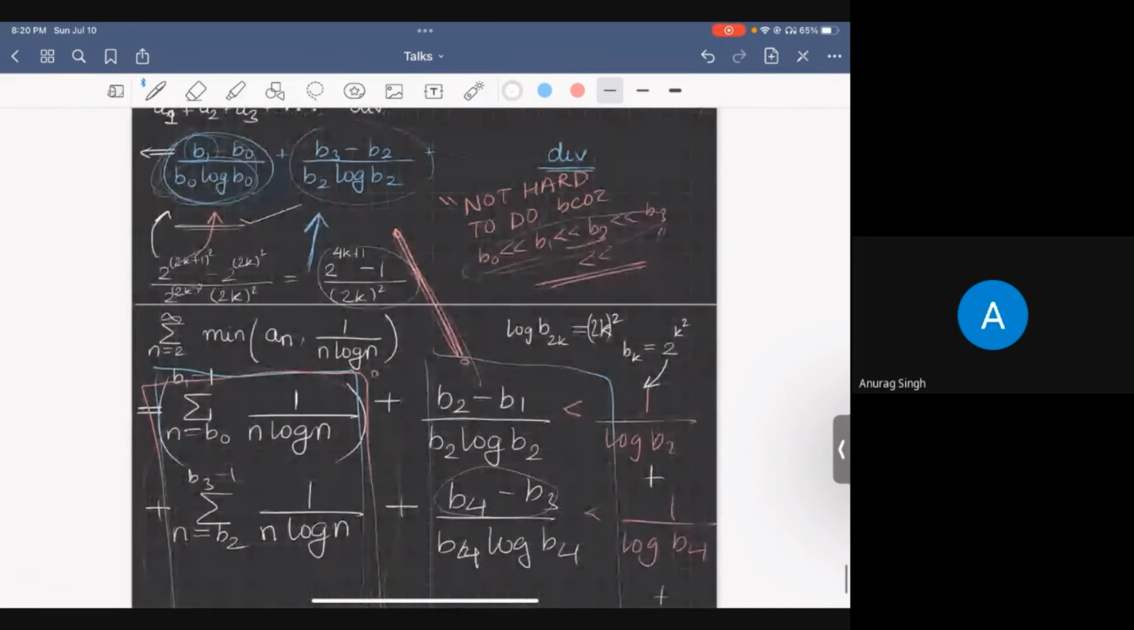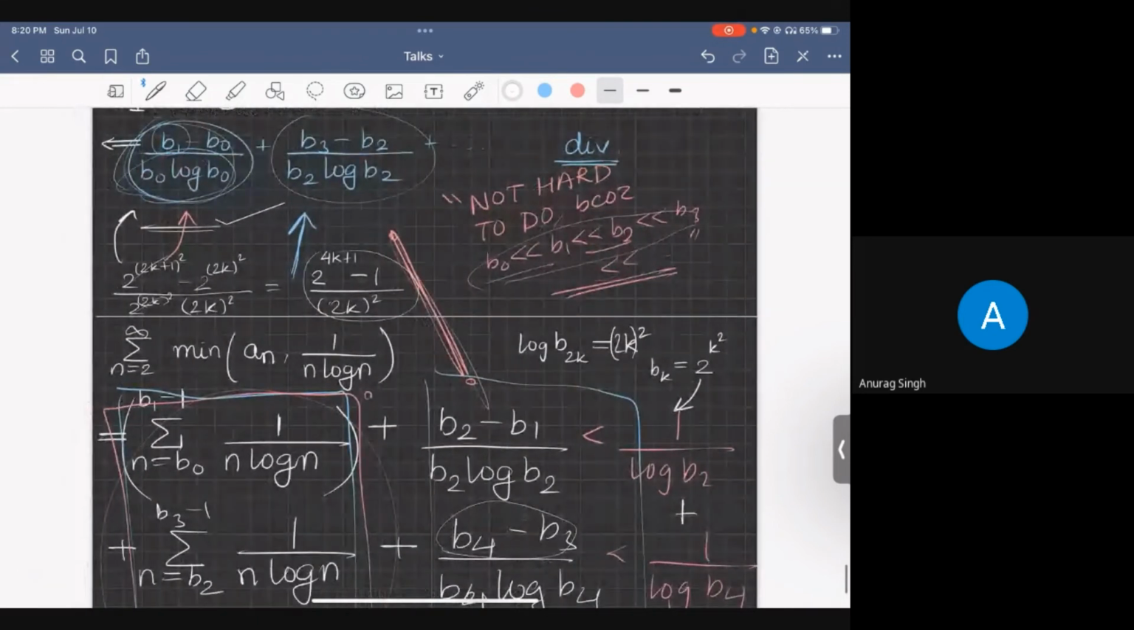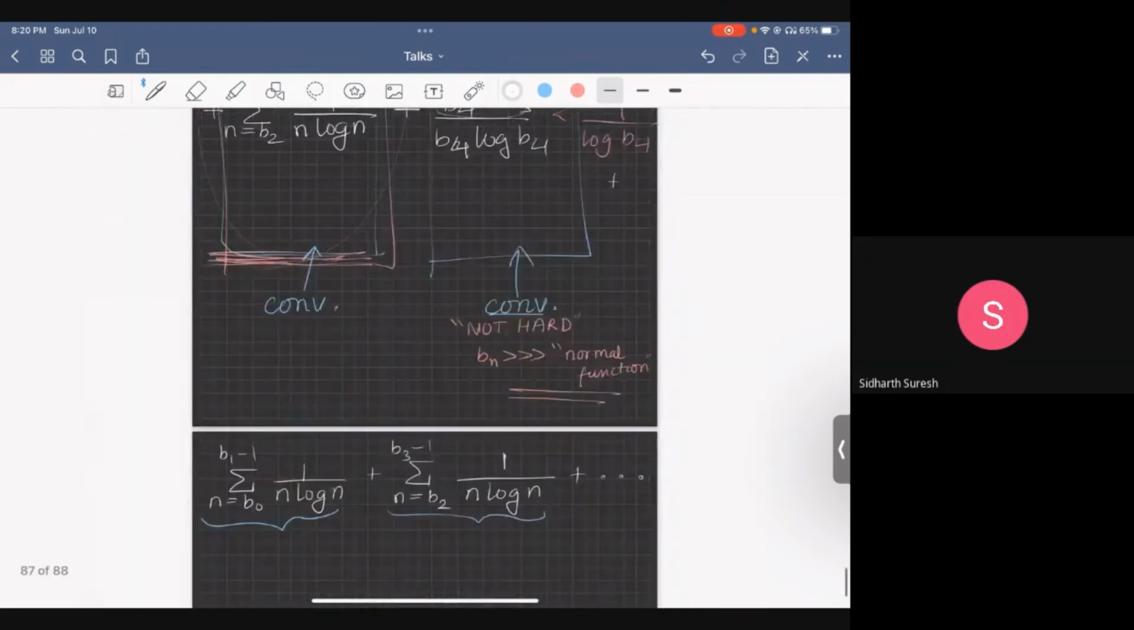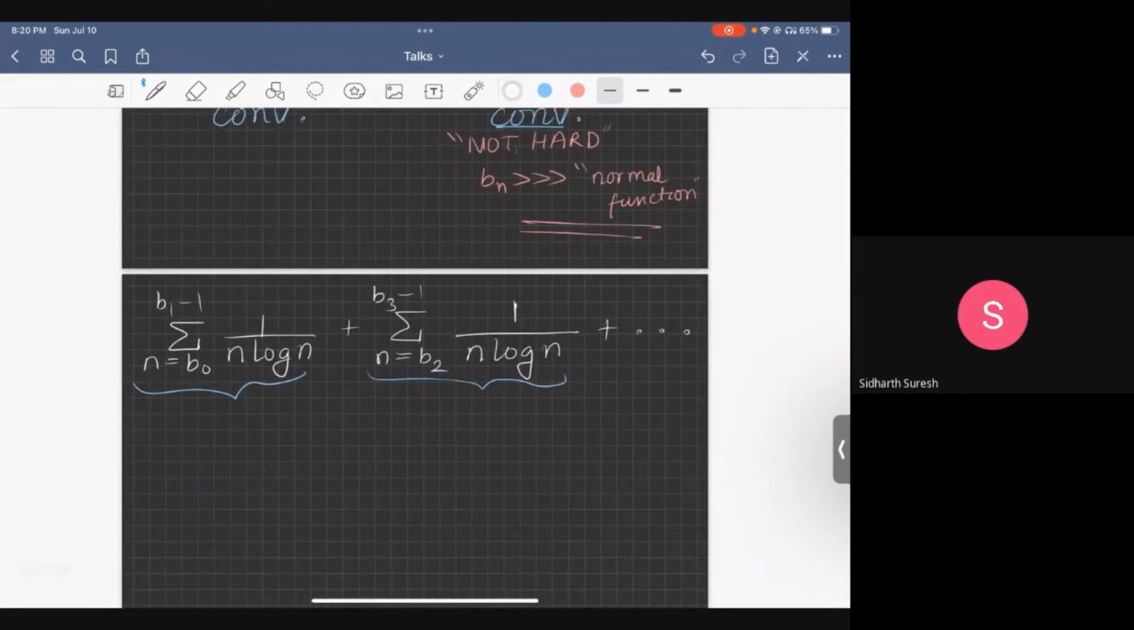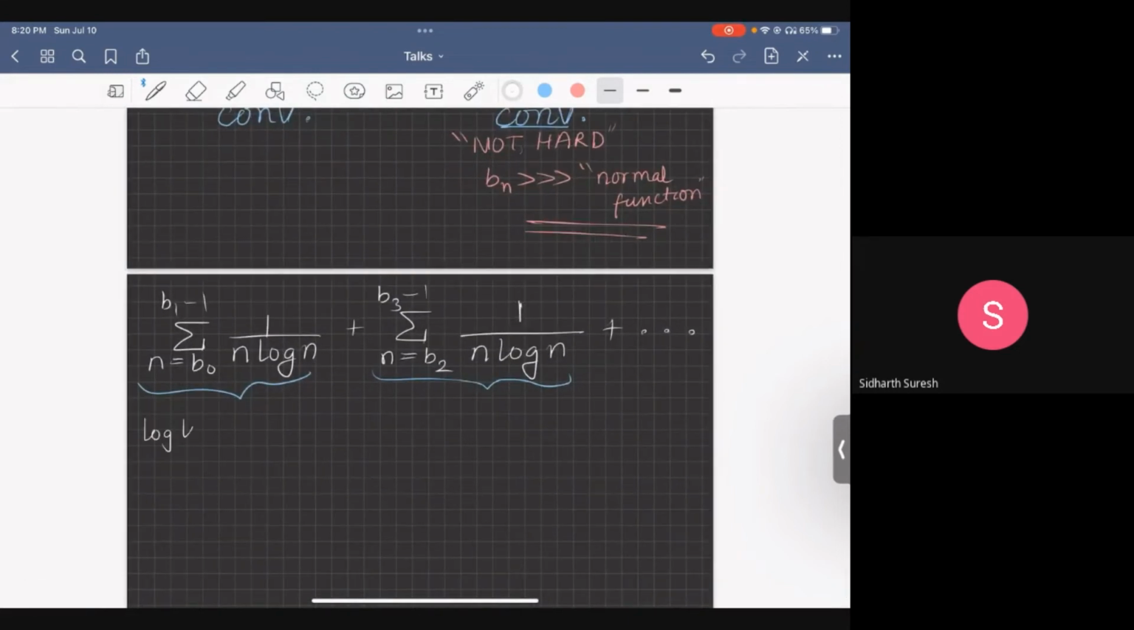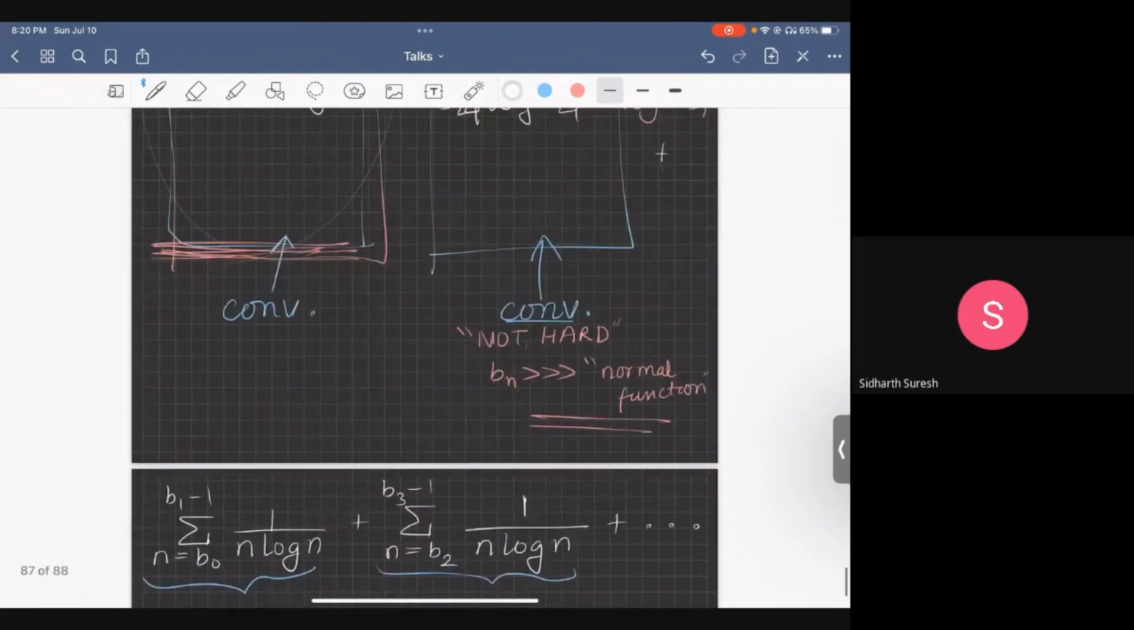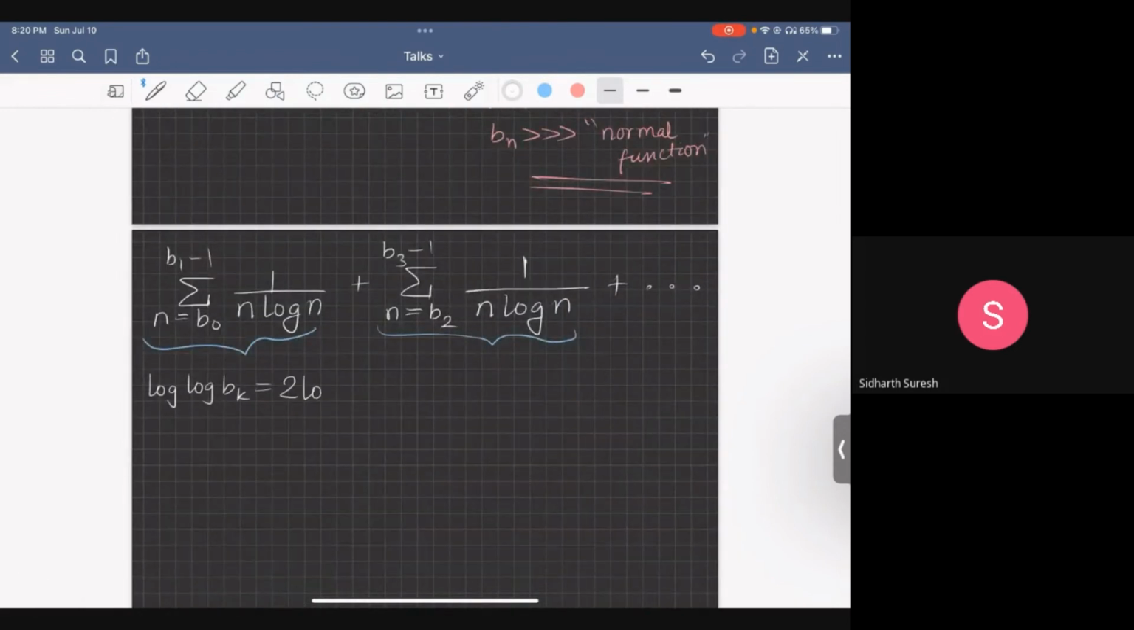Just to make sure, am I doing this right? I mean, if I take bk to be something like this, then these both will be satisfied, right? Yeah, okay. And does that work here? Like, what is log bk? So log of bk is k squared, so that log of that is 2 log k.